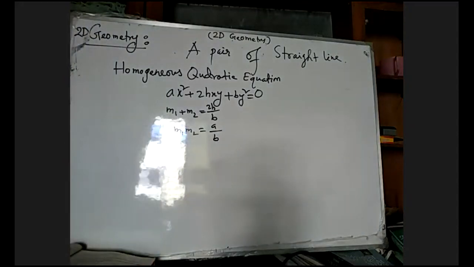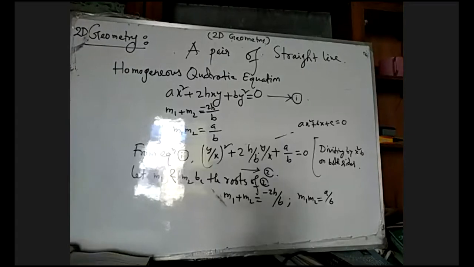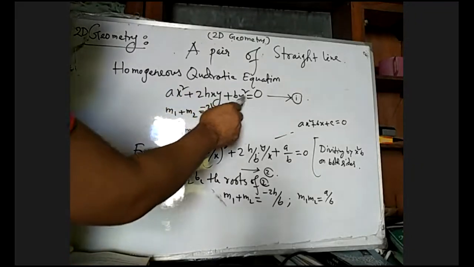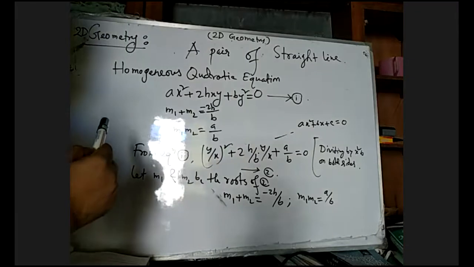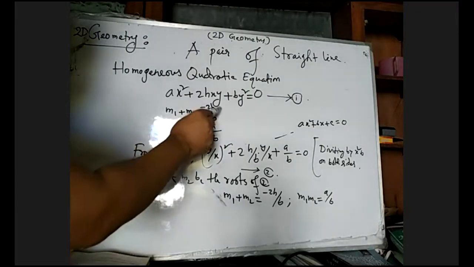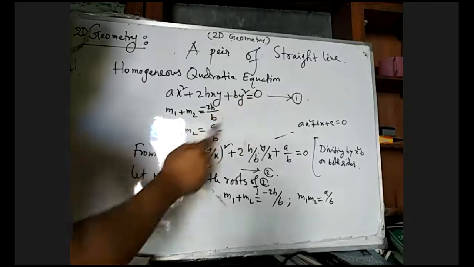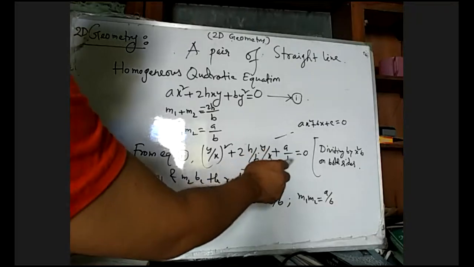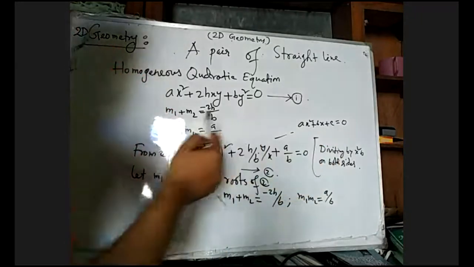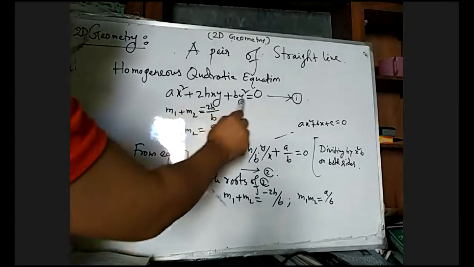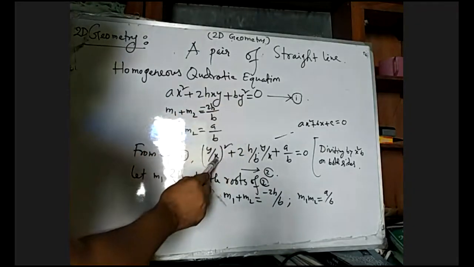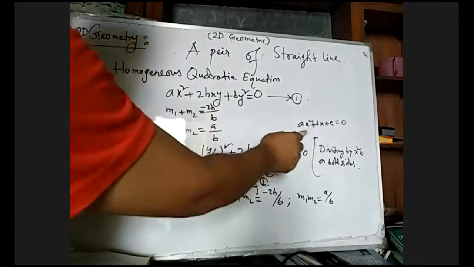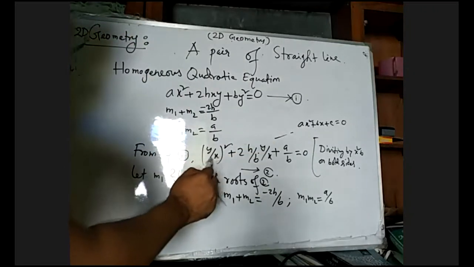This is the standard form. So homogeneous quadratic equation, ax square plus 2hxy plus by square equals to 0. And sum of the roots will be this and product of the roots. Because from equation 1, we can write y by x whole square plus 2h by b into y by x plus a by b, by dividing by x square b on both sides. So this is the quadratic form, ax square plus bx plus c equals to 0 type. So y by x is the variable.